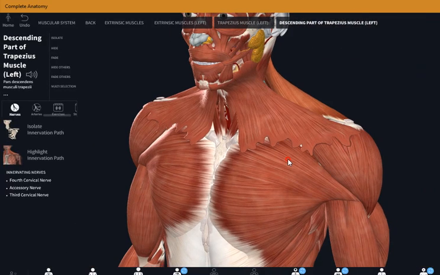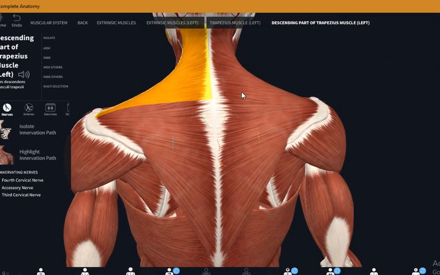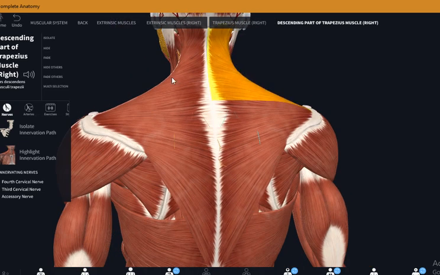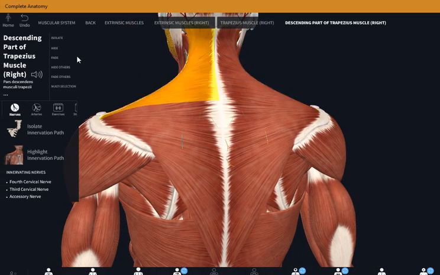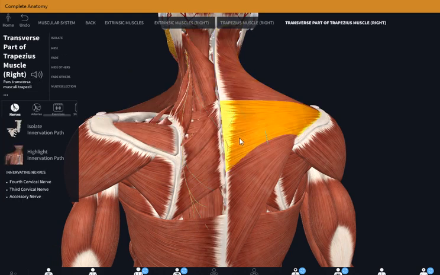Now let's visualize the other portions. Come here, posteriorly still. Posteriorly we have this portion here, so we can already hide this. So we have the middle part, the transverse part of the trapezius, and we have the inferior part of the trapezius.